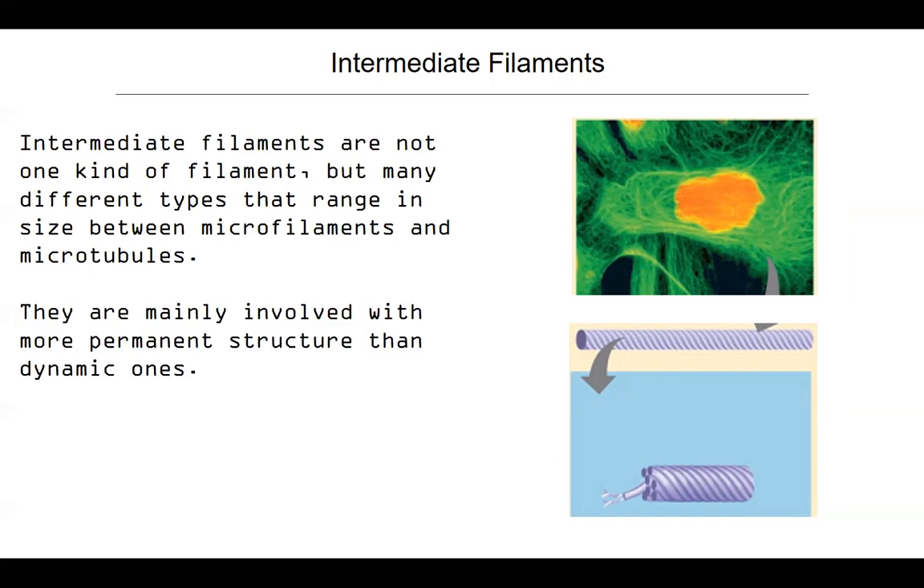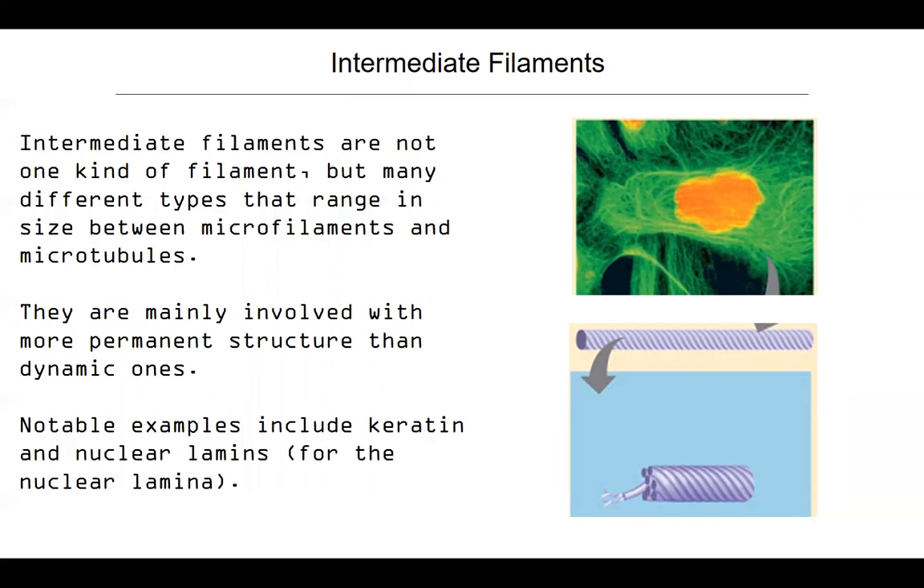Intermediate filaments are also primarily involved with more permanent structures than dynamic ones. So with actin and with tubulin, or microtubules, we see this potential for rapidly changing the length of the structure. Intermediate filaments are more involved with structure we want to keep there.